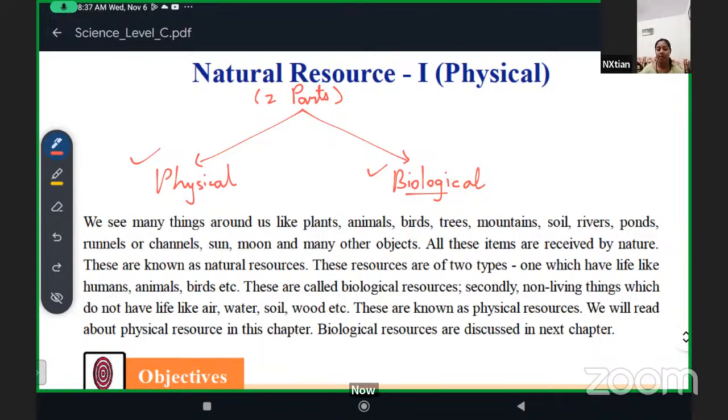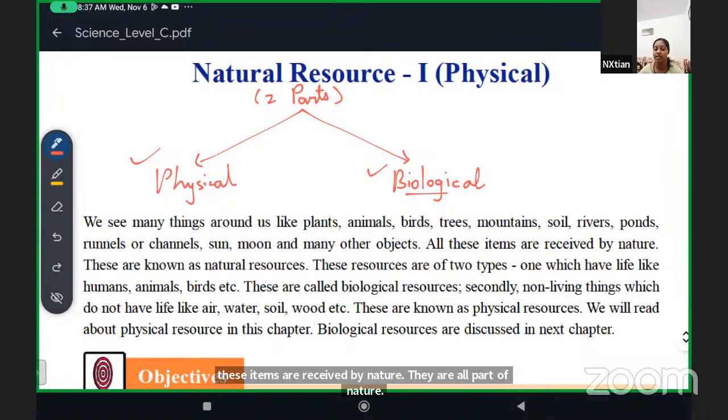Now, we see many things around us, like plants, animals, birds, trees, mountains, soils, rivers, ponds, runnels or channels, sun, moon, and many other objects. All these items are received from nature. They are all part of nature. So they are known as natural resources.